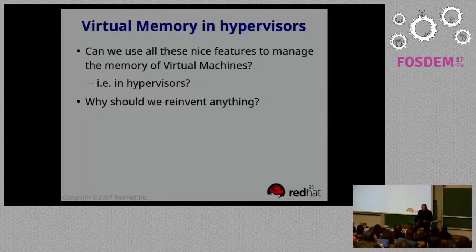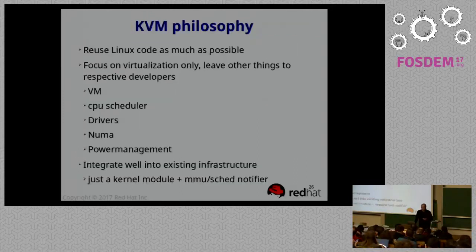So how can we use all these features in virtual machines, like to run a virtual machine in a hypervisor? Why should we reinvent anything? I mean, we already have virtual memory, scheduler, and in fact, we don't, because we use KVM. And the whole point of the KVM philosophy is to use the Linux code as much as possible. All these things I described work in the host, but they already optimize the guest. So we don't have to write anything at all.